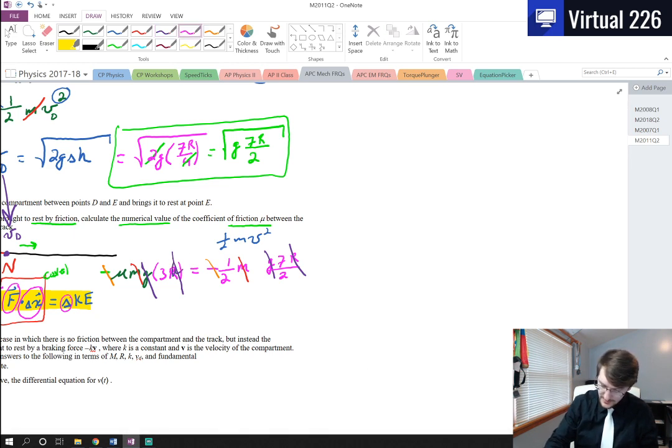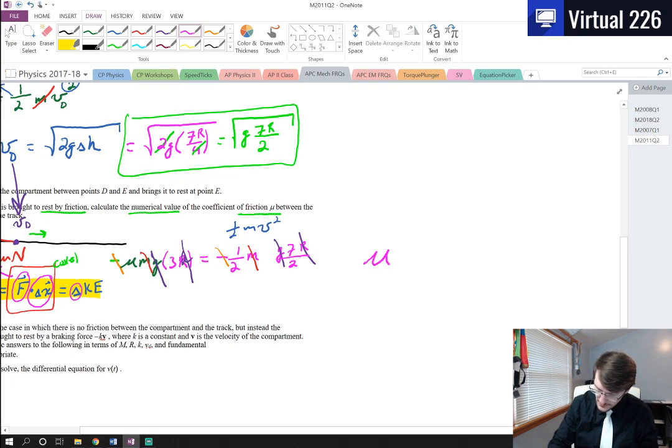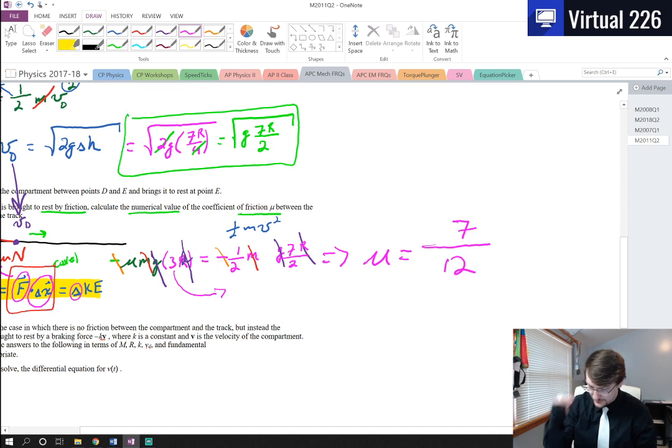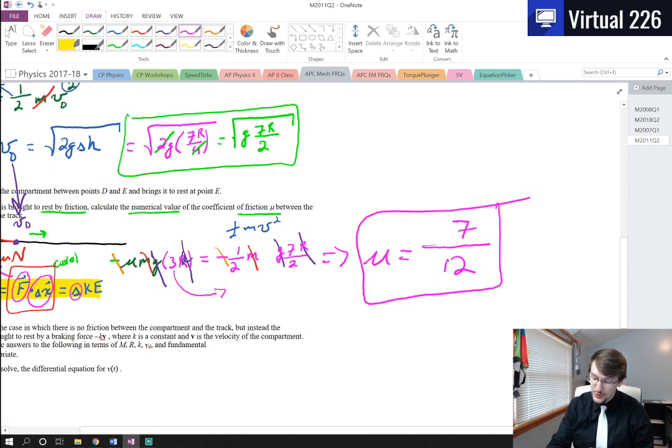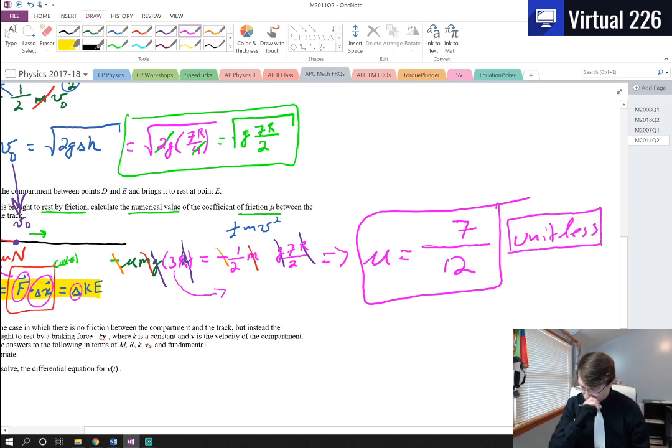And whenever we have this, we can say that mu equals 7 over 2 times 2 is 4, 4 by 3, because when I divide the 3 under, is 12, 7 over 12. And that's just it. That's it. It's unitless, so that works well. Mu is always a unitless quantity. Technically, it's newtons over newtons, but it's a unitless quantity.